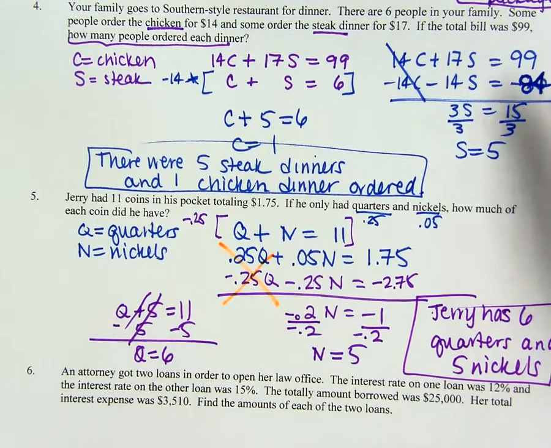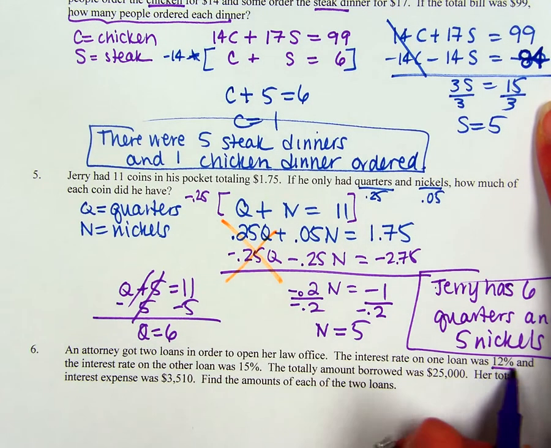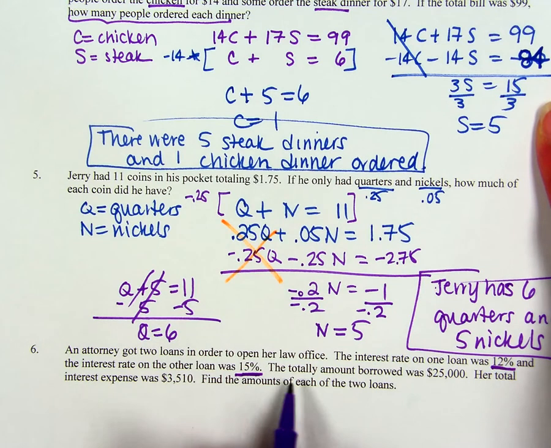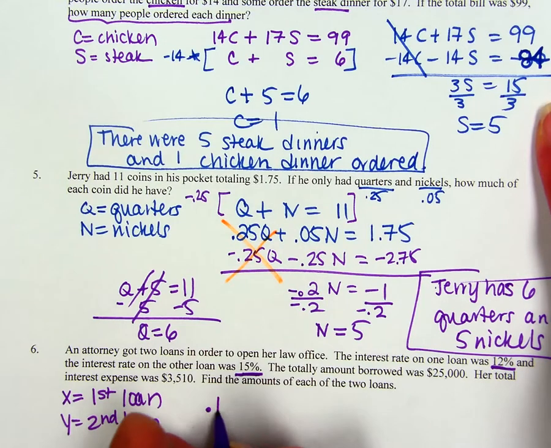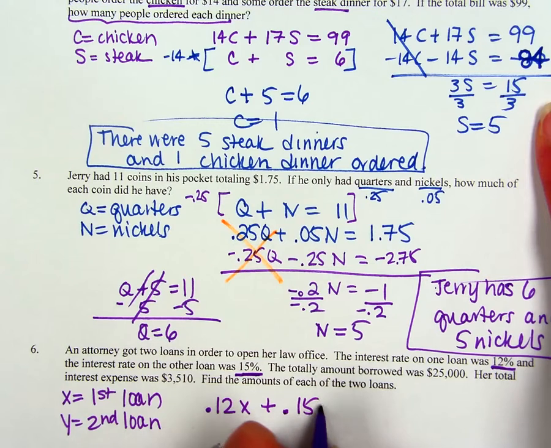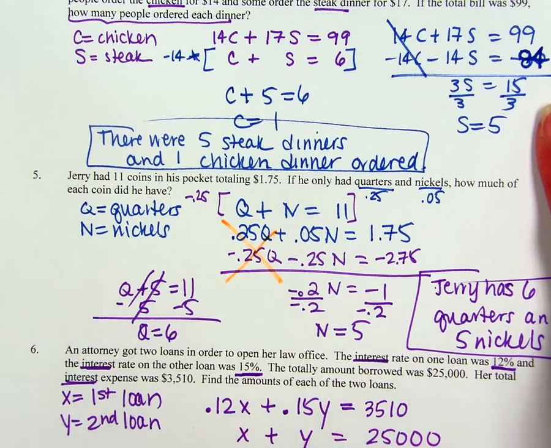All right, final problem. An attorney got 2 loans in order to open her law office. The interest rate on one loan was 12%. The interest rate on the other was 15%. So this time I need an equation that represents percentage. So we've got 2 loans. We're going to call this the first loan, x, and the second loan, y. My first loan had 12% interest. My second loan was 15% interest. In total, her total interest, right, these are all interest rates or costs in this situation, $3,510. Grand total, I had 2 loans that were borrowed for $25,000.